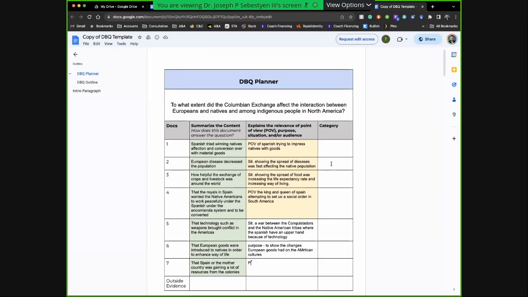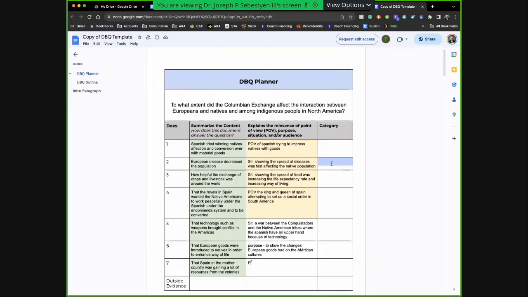Okay. And then for the fourth one, the encomienda system was set up originally by the royals, saying you need to convert them to be Christian, but they shouldn't be slaves, that they should just work peacefully for you because you are better than them, but you shouldn't harm them. And so the point of view was the king and queen of Spain attempting to set up a social order without actually being in South America. Right. And then document 5 was just a picture of one of the wars between the conquistadors and the Native Americans, influenced by technology that the Spaniards had that Native Americans didn't, like guns and gunpowder.